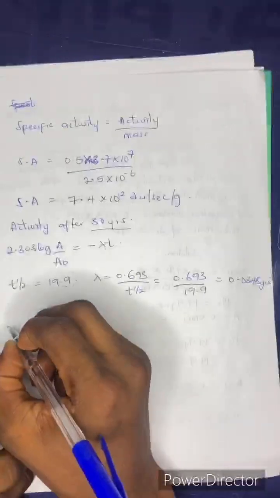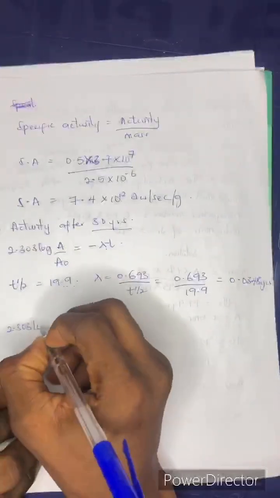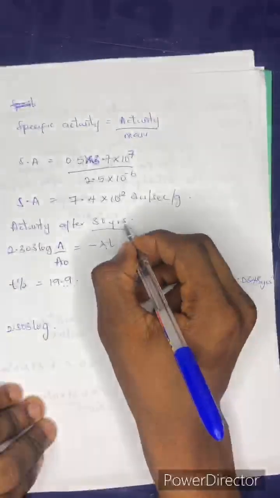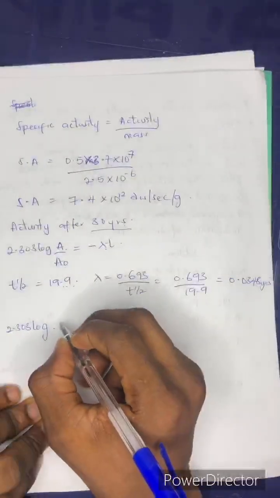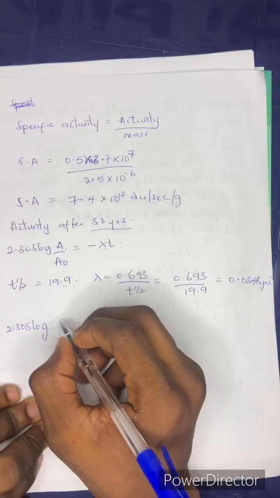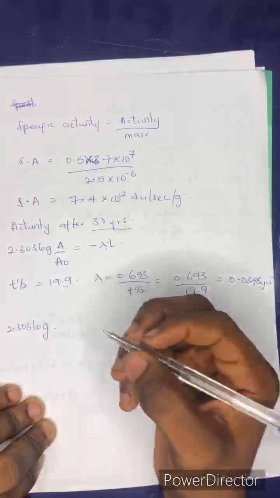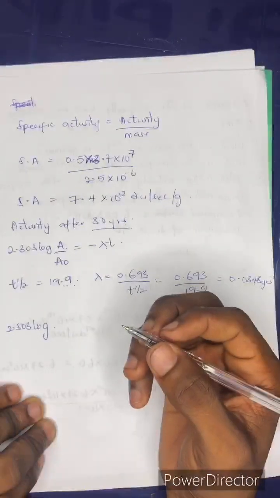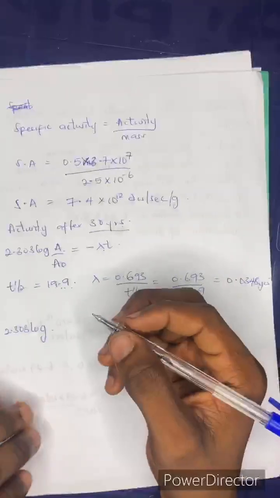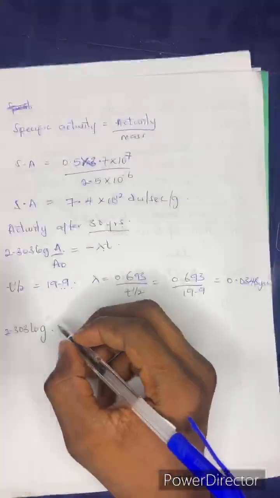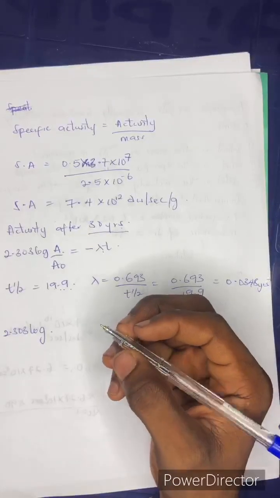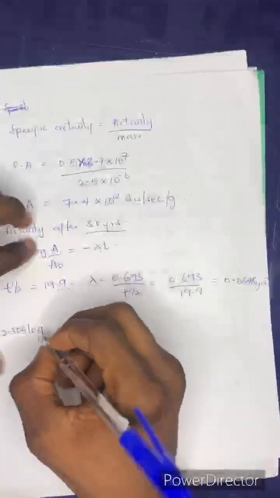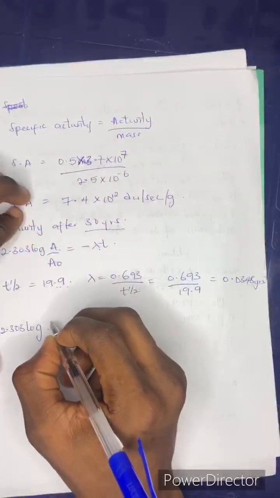So now that we have our lambda, we have 2.303 log. You are looking for activity after 30 years. So it means that you don't know A naught. But you know A. Yes, you know A. Now you might be wondering what is A. You actually know A. A is 0.5 millicurie, and you have to leave your answer in millicurie, or you can convert it to seconds if you like.